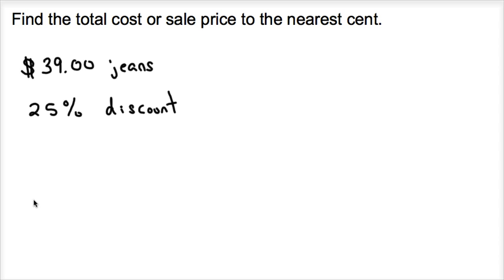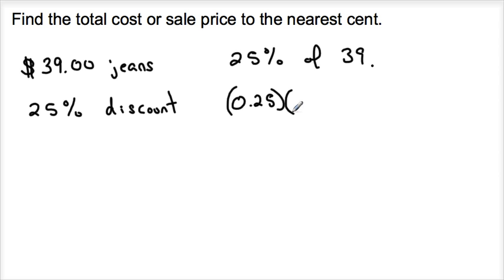Okay, find the total cost or sale price to the nearest cent. $39 jeans with a discount of 25%. So the question becomes, what is 25% of $39? 25% as a decimal is 0.25 of, meaning multiply, times 39. And if we do 0.25 times 39, we get an answer of $9.75. Now $9.75 is my discount.